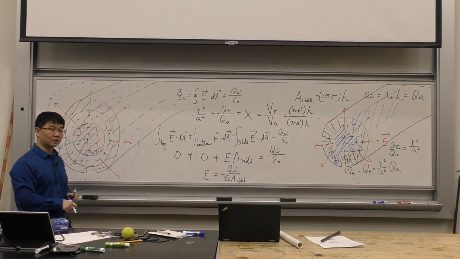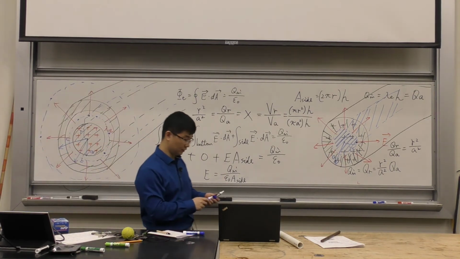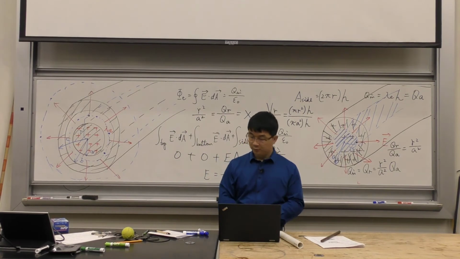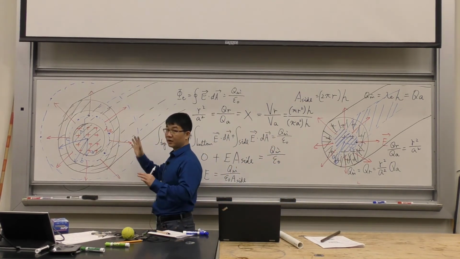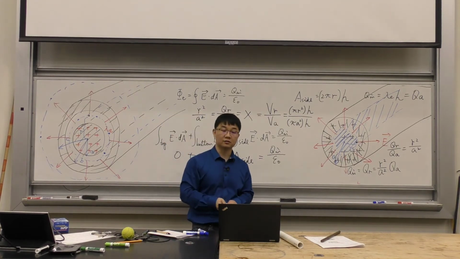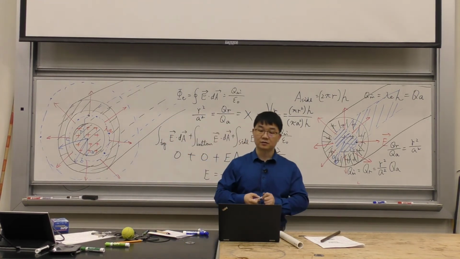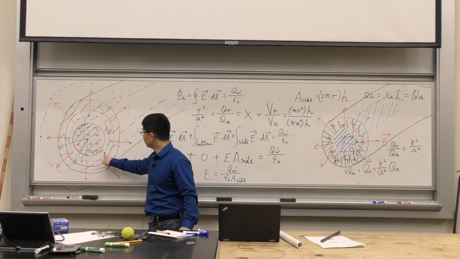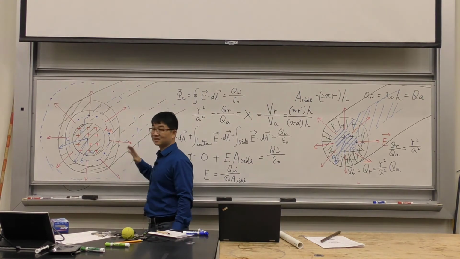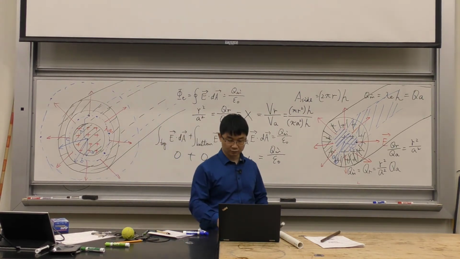So you will get the same expression. This expression is going to be the same. Because this shell doesn't carry any charge, so it's not going to make any difference in this question. Okay, because the Q in is the same. If you pick a point here or here, the Q in is the same, so it's not going to make any difference, right?